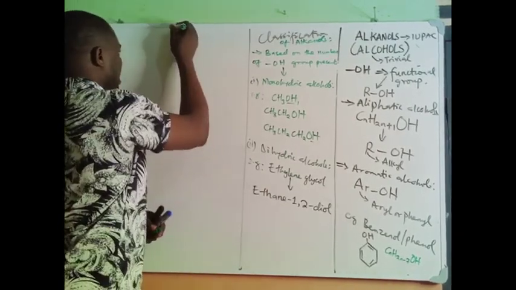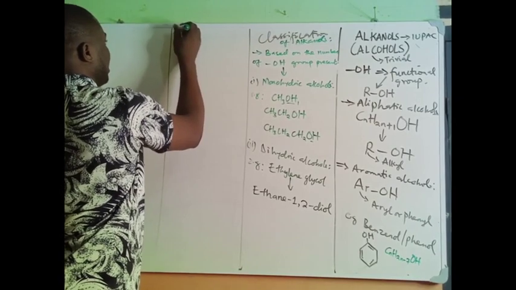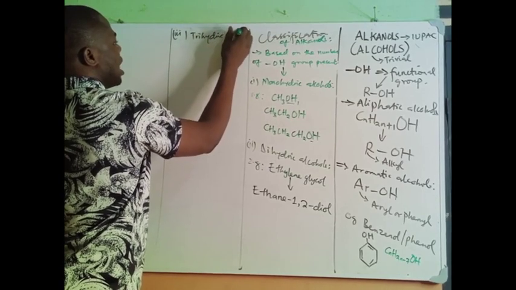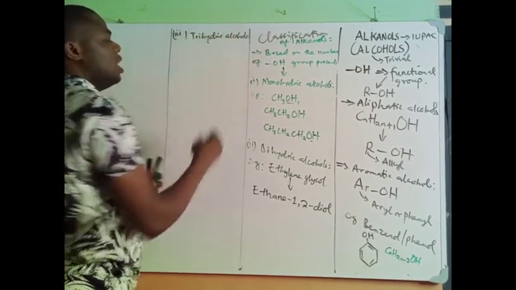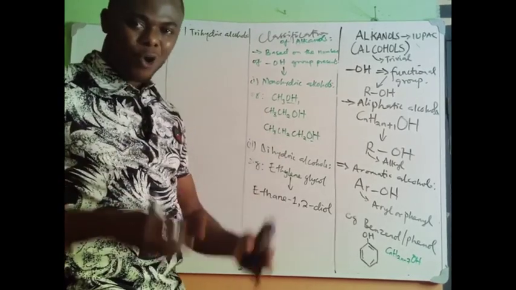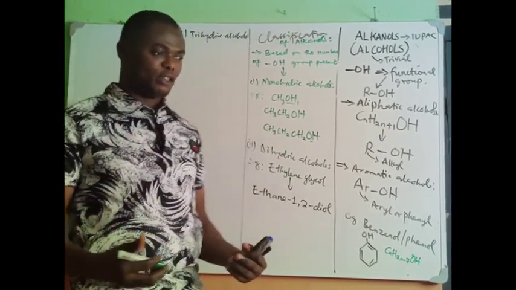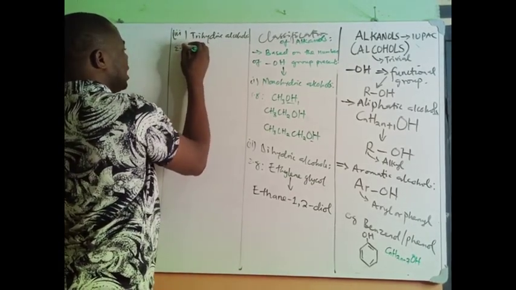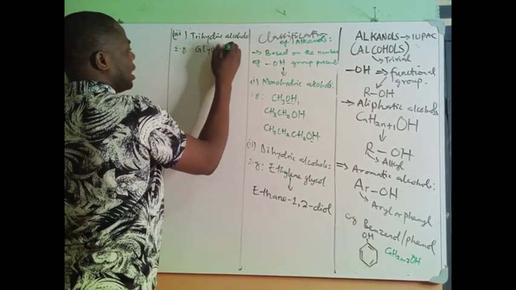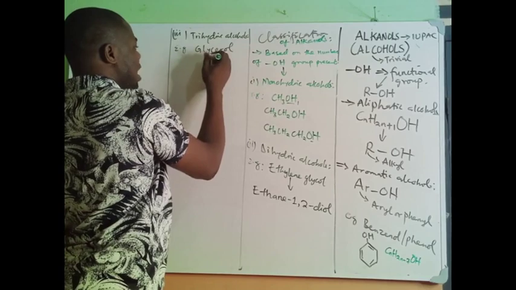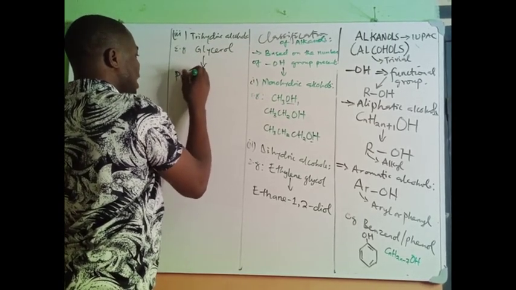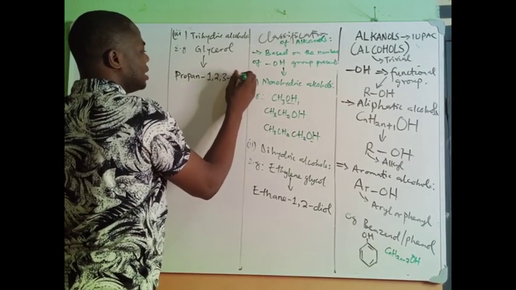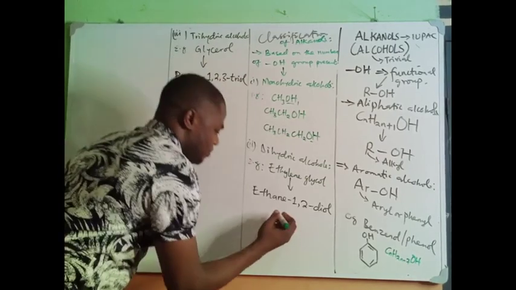Then we go to the third one. Number 3 under this classification is trihydric alcohol. These are those alcohols that contain three OH functional groups. And of course, the most prominent example here is glycerol. Glycerol has an IUPAC name of propane-1,2,3-triol. So let me give you the structure of this.